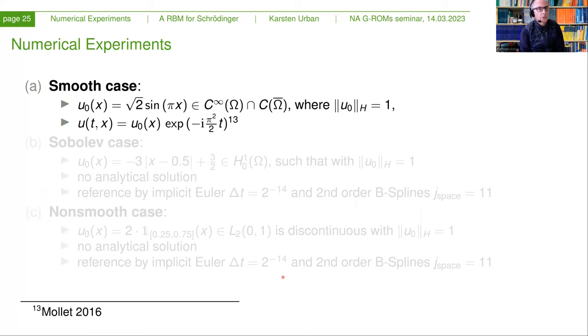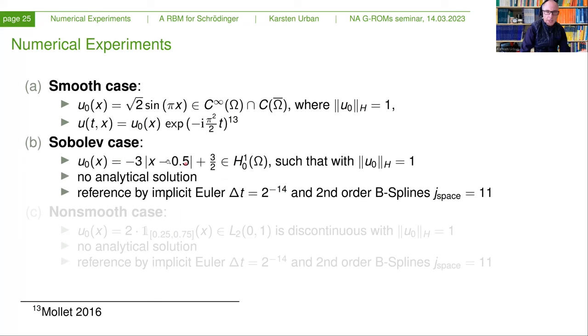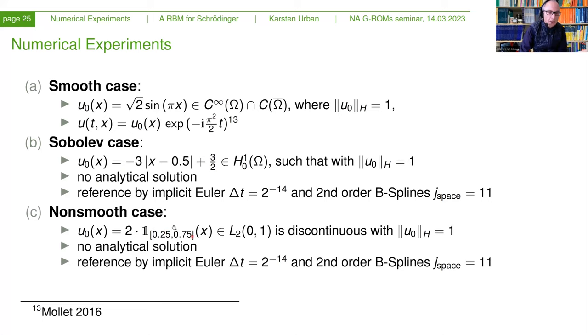In order to look at that, we examine three different cases. Number one is a smooth case. Smooth initial conditions, C infinity, norm one, where we have a formula for the exact solution, so we can compute exact errors and everything is nice and smooth. Second, the solution is in H1 here with the absolute value, norm one again, but it's not continuously differentiable. There is no formula for the analytic solution and we computed just a reference solution. And finally, a non-smooth case, where you have an indicator function, which is in L2, but not more, is discontinuous. No analytical solution. Again, we computed a reference solution.